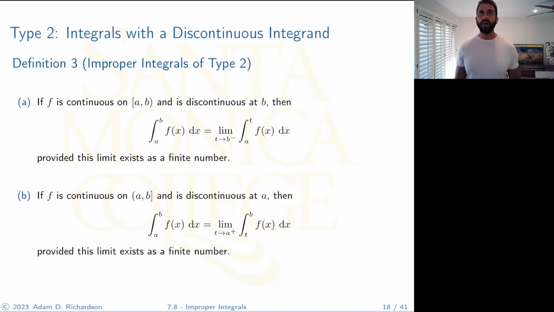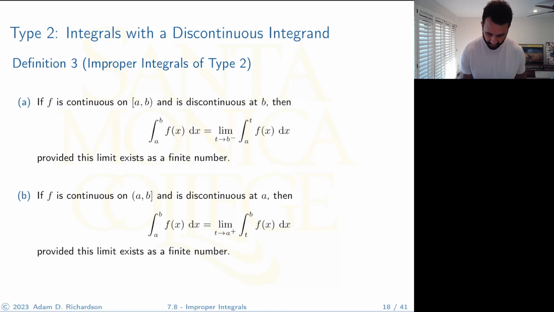So in this case, what's happening is our interval is finite, but our function has a discontinuity on that interval. Here we're saying if f is continuous on this interval, but discontinuous at b, then we're going to do the same kind of technique. We're going to take this improper integral and rewrite it as a limit of proper integrals.